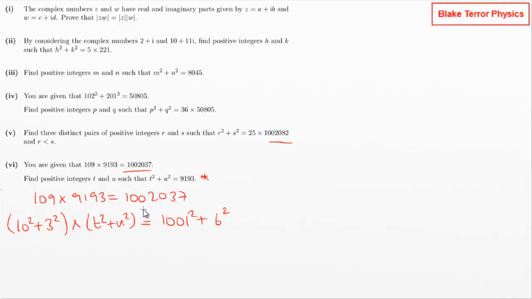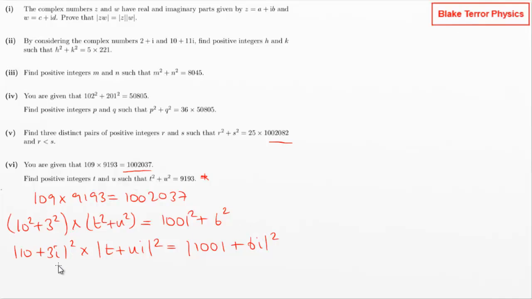So it's all fitting into just being these magnitudes of these complex numbers. So that is going to be 10 plus 3i squared, and then I need to multiply that by t plus ui squared, which is going to be 1001 plus 6i squared, magnitudes of all of those. So I can just equate real and imaginary now on all of this, and it should all be okay.